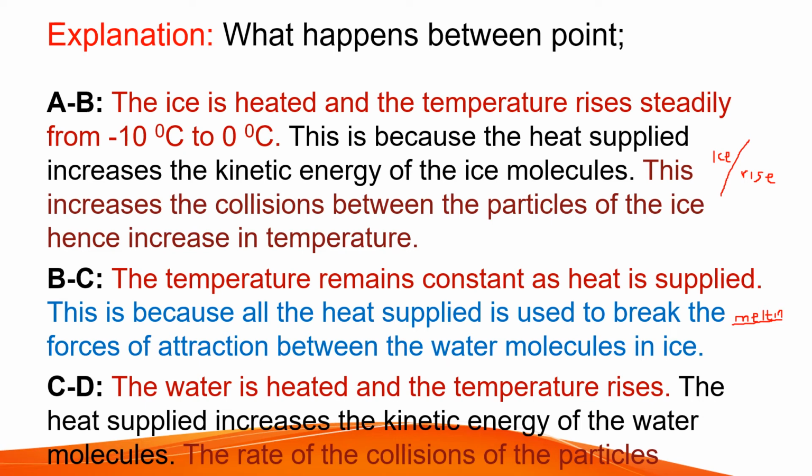Then at point C to D, we have said that the temperature increases. The temperature rises again. So here we have also a rise in temperature. Why? Because the heat that is applied increases what? The kinetic energy of the water. So here we have water. So here we are in liquid state. We have moved from solid to liquid. So here we have water. Just that is just a summary. So that is a heating curve.